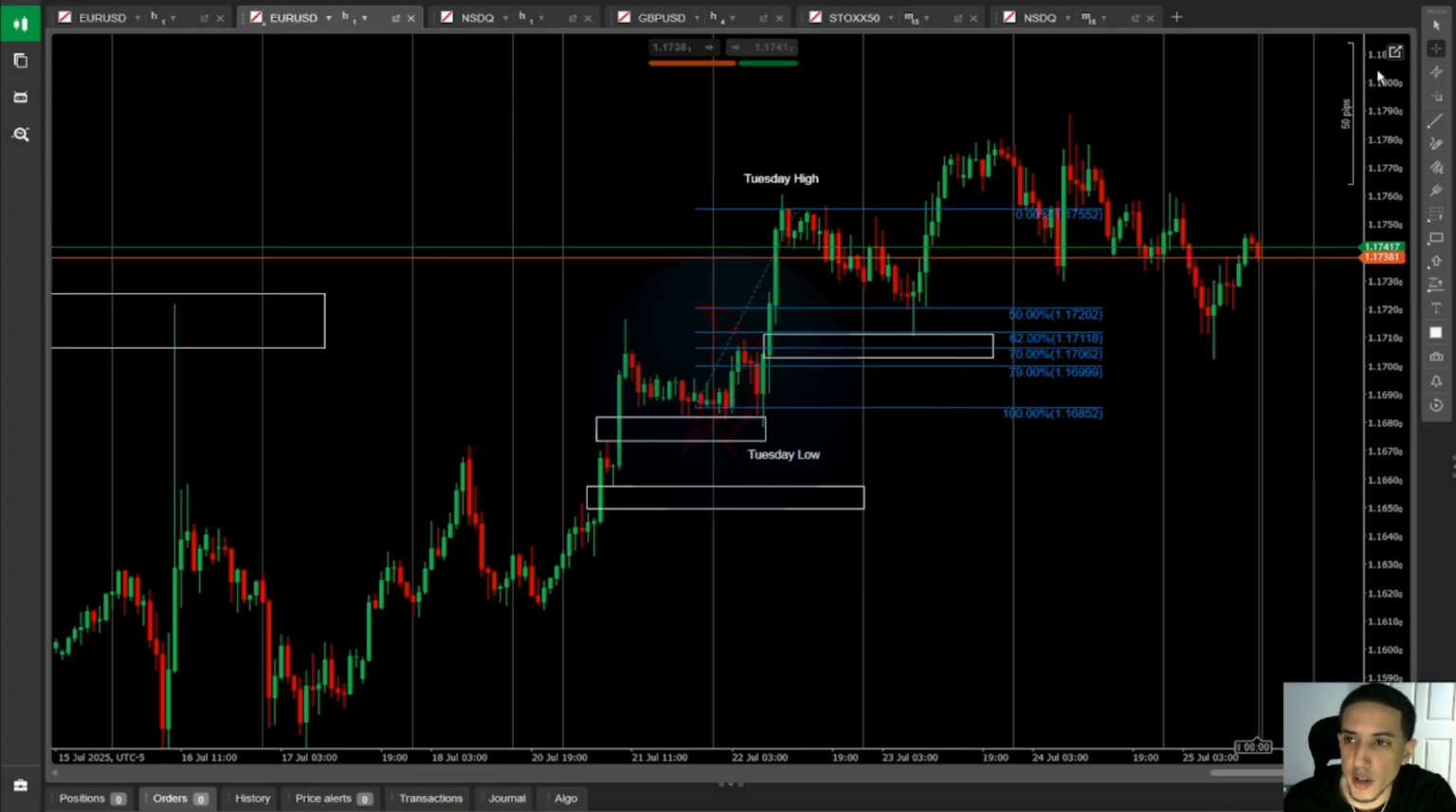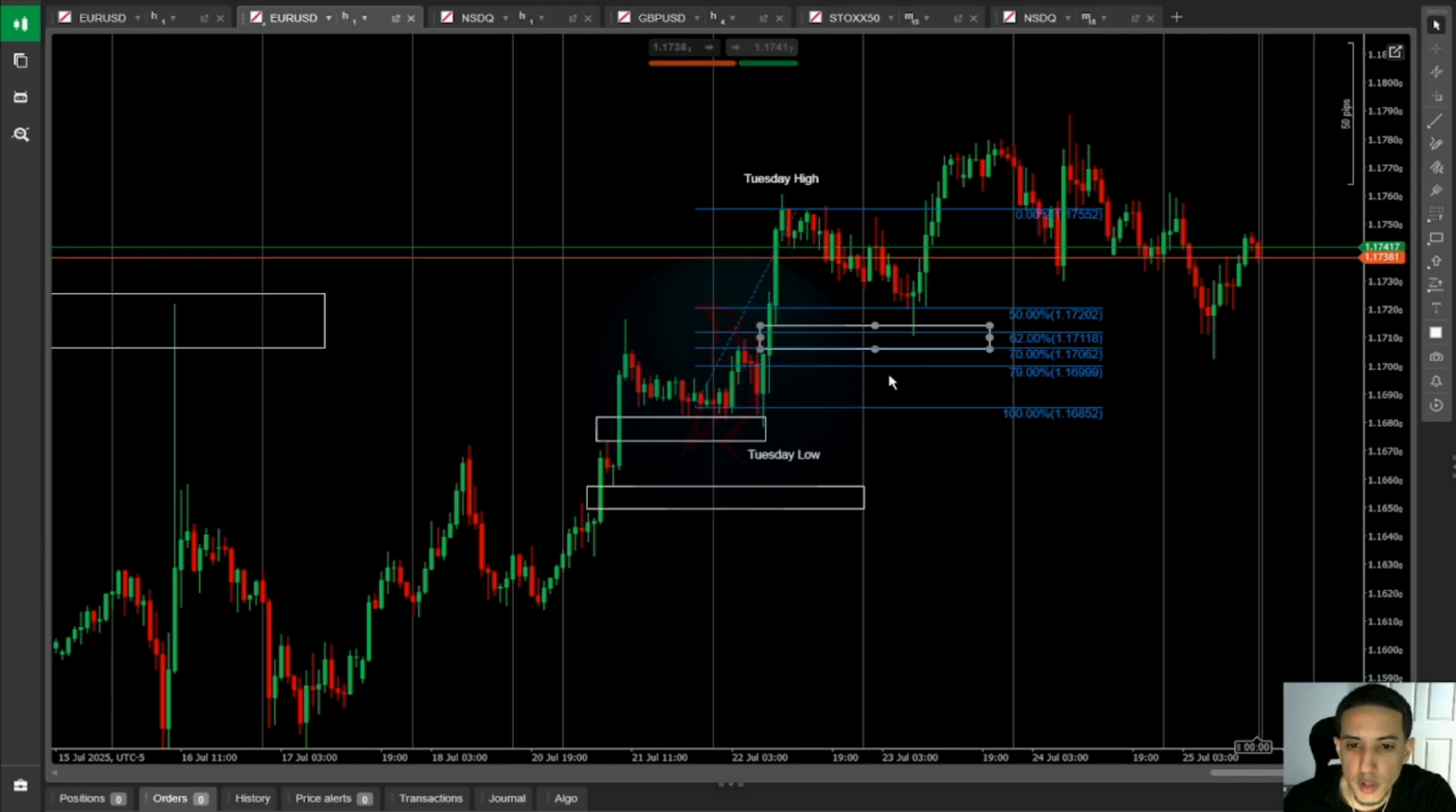But what I want to point out here is a few different things that align with this strategy. We got our fib tool laid out from Tuesday's low to Tuesday's high, but we also have this little gap here, which was a fair value gap that was created on Tuesday. And what the market did on Wednesday is actually trade into that same exact fair value gap, and it actually traded into about 50% of that fair value gap as well. Same thing that it did on Tuesday, trading into the 50% of the fair value gap here from Monday. So there's like two different things that told me that this trade was going to work out.